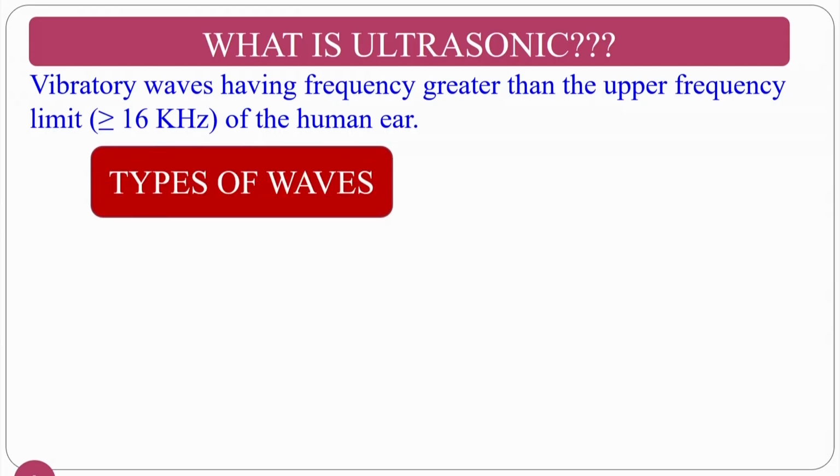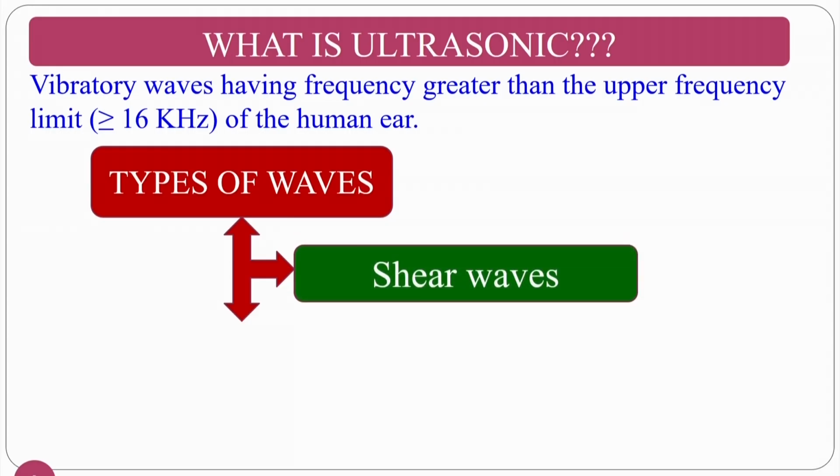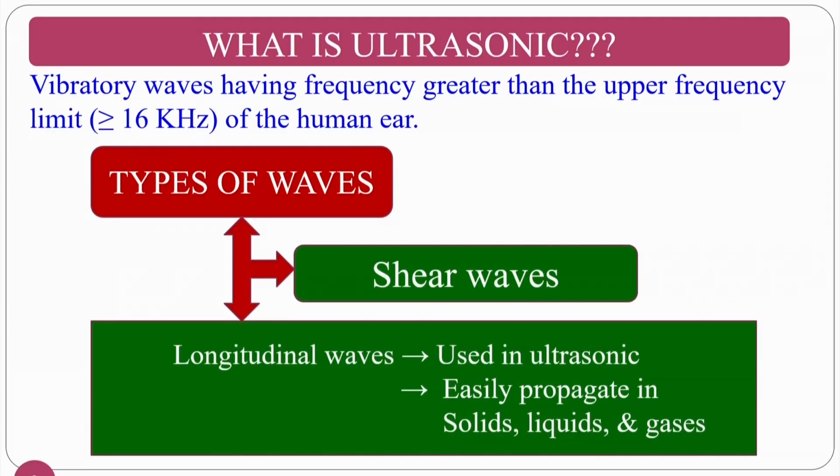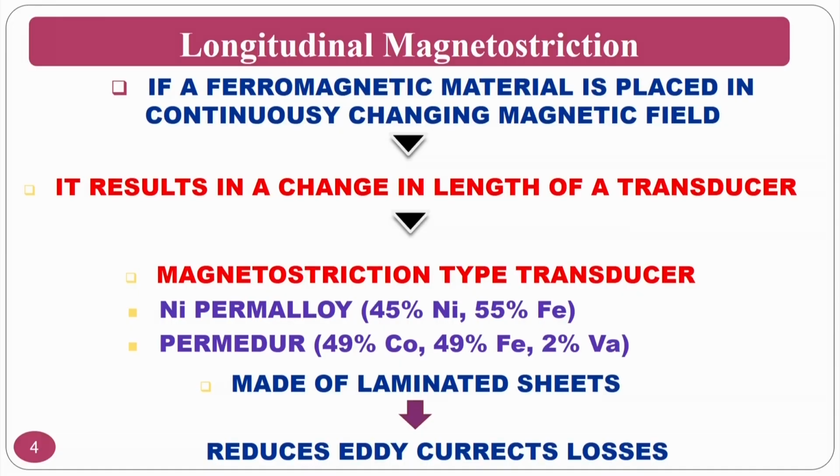And for the type of waves, there are varieties of waves, but we are going to see two varieties. One is the shear waves, another one is longitudinal waves, that are used in ultrasonics and at the same time easily propagate through solids and liquids as well as gases. What we are going to see particularly in ultrasonic machining is longitudinal waves. We just give the frequency and amplitude so that it will reciprocate in the ultrasonic range. As I said, these are the longitudinal waves. So, how are we going to get longitudinal waves?